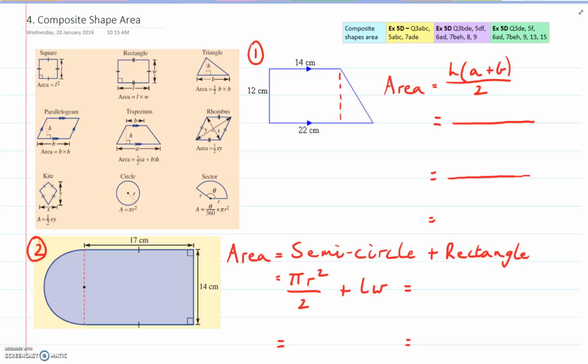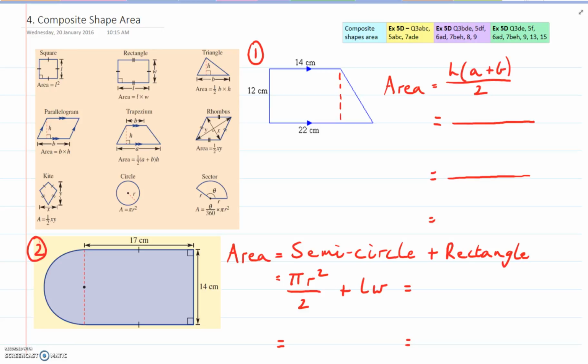Alright, so this is using all the area and perimeter formulas that we've looked at in the past. We're looking at composite shapes, so that's where two or more shapes are put together, and we need to find out the different areas and perimeters. So let's have a look at our first one here.